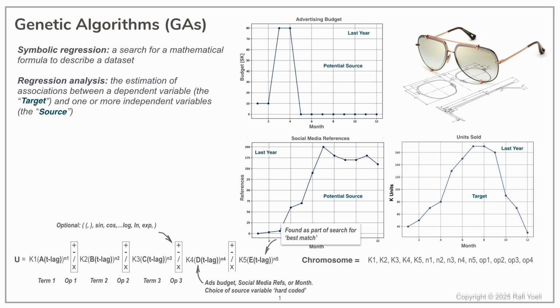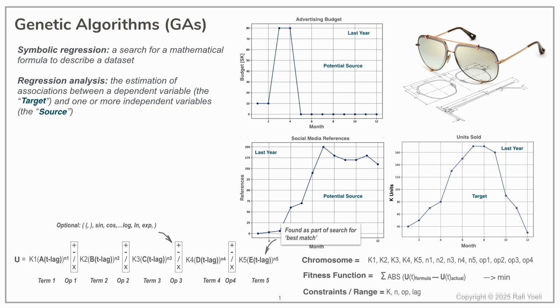To evaluate how good a formula is, we use a fitness function. This measures the total absolute error between the predicted sales from our formula and the actual historical sales data. The lower the error, the better the formula. The algorithm starts by creating a population of random formulas. Each formula has random coefficients, exponents, and operators. Most of these will perform poorly, but some might contain useful patterns.